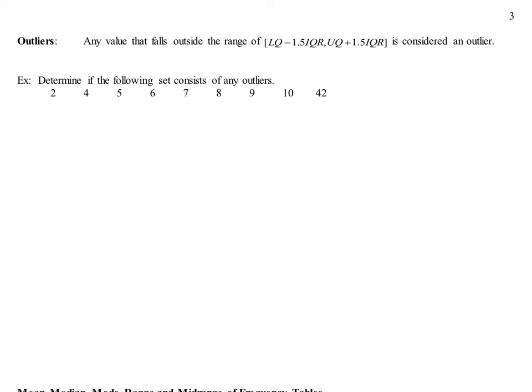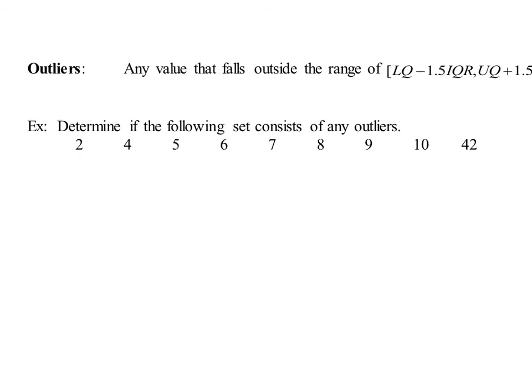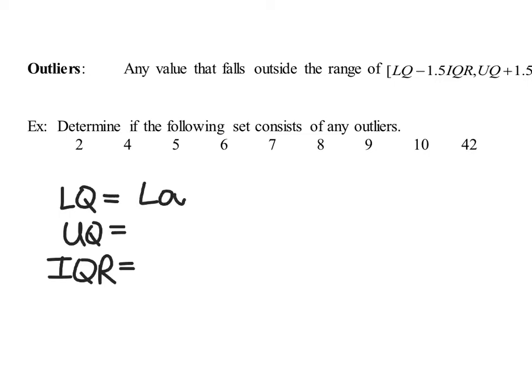All right. So how do you find the outliers? Well, we got to talk about these values. We got an LQ, we got a UQ, and we have an IQR. The LQ is the lower quartile.